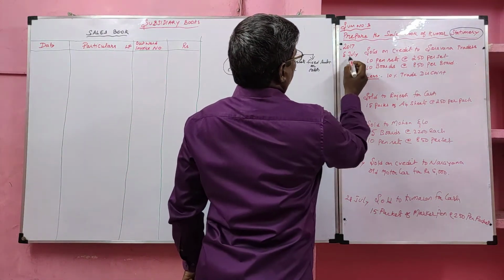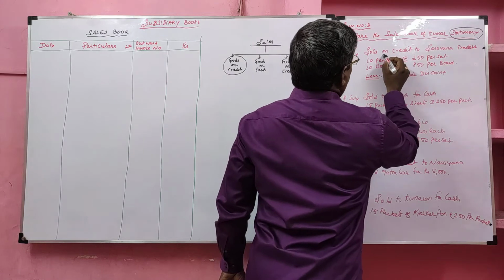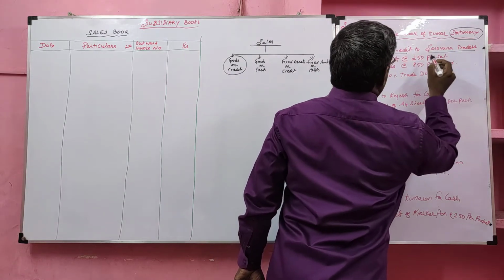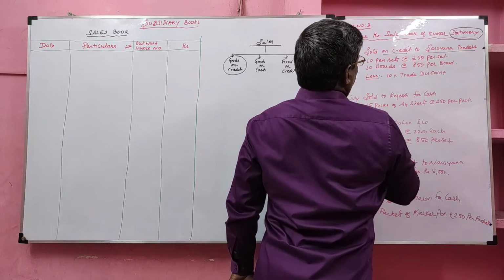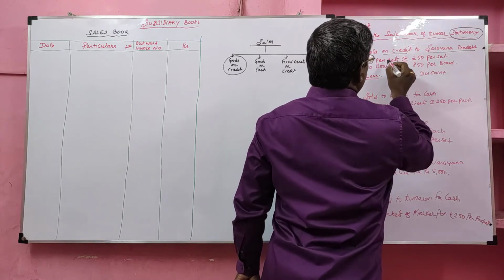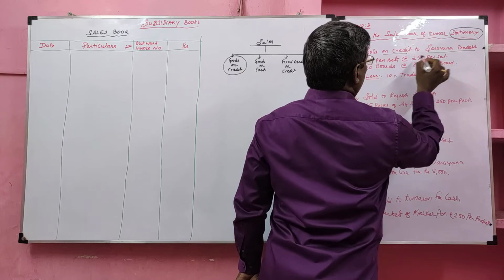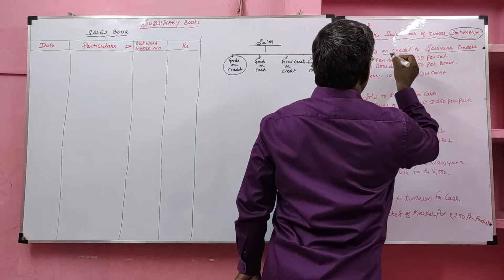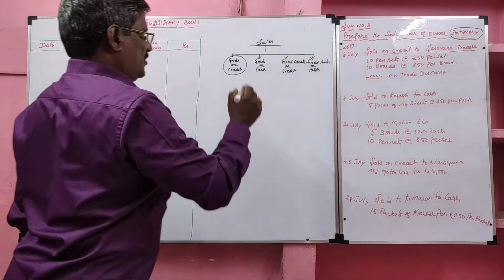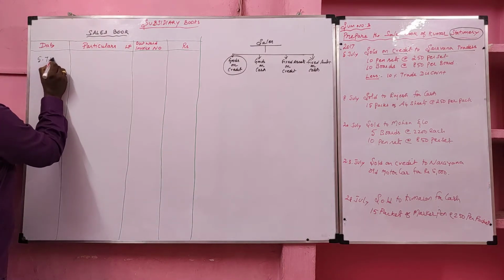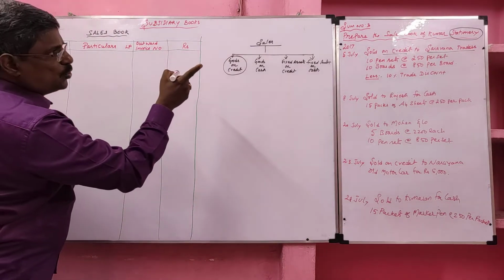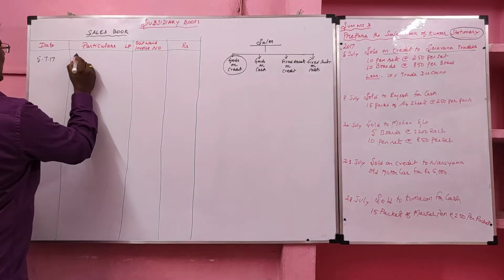2017, 5th July, sold on credit to Saravana Traders. So they sold stationery to Saravana Traders on credit. It will be recorded in the sales book. Date 5th July 2017, sold on credit to Saravana Traders.